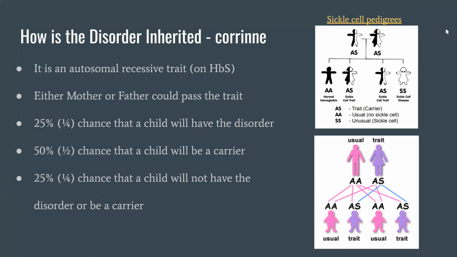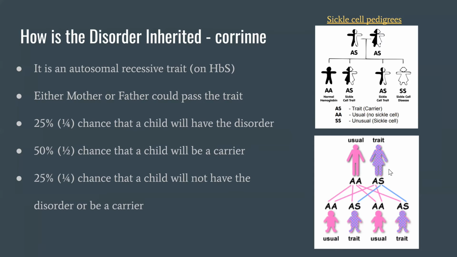So if you look at this first top pedigree, if both parents are carriers of the trait, but neither of them presents the disease itself, they have a 1/4 or 25% chance of passing the disease on to a child. They have a 50% chance of passing the trait onto a child, making their children also carriers, or they have a 25% chance of having a child that is not a carrier and does not have the disease at all.